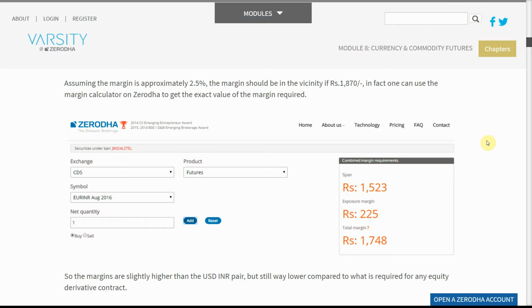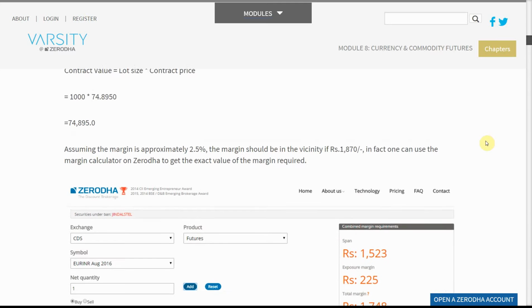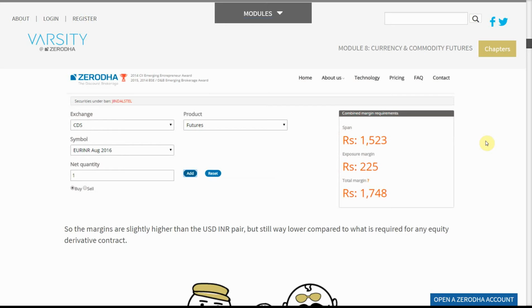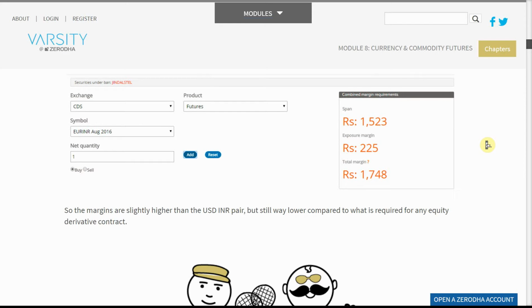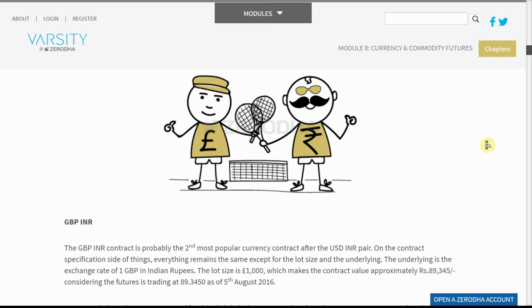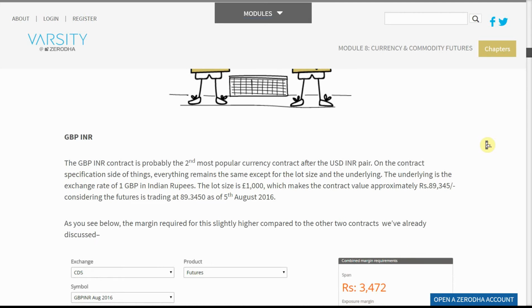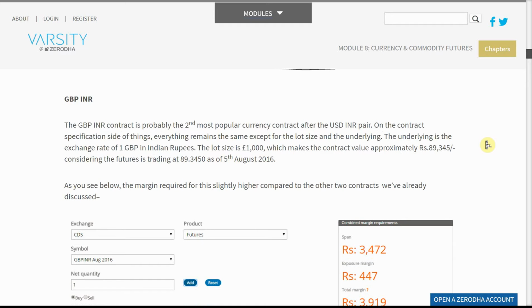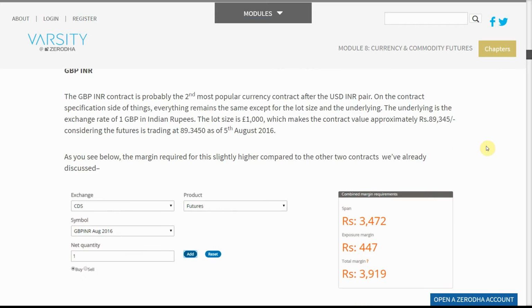The GBP-INR contract is probably the second most popular currency contract after the USD-INR pair. On the contract specification side of things, everything remains the same except for the lot size and the underlying. The underlying is the exchange rate of £1 in Indian rupees. The lot size is £1,000, which makes the contract value approximately 89,345 rupees per lot, considering the futures is trading at 89.3450 as of the 5th of August 2016. As you see below, the margin required for this is slightly higher compared to the other two contracts we've already discussed.